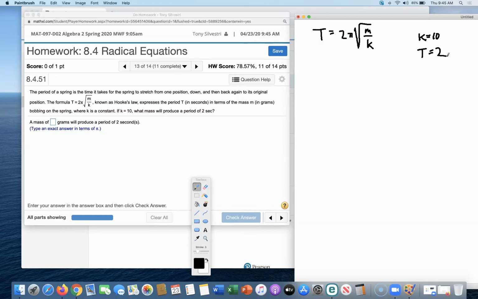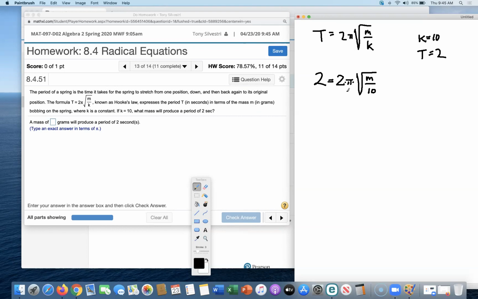Okay, so let's plug those values in, see what we get. 2 is T, equals 2 times pi. Leave it as pi. Square root of M, I don't know, divided by 10. K is 10. Okay. So let's take a look at this. We got this times this. We got 3 things that are multiplied.